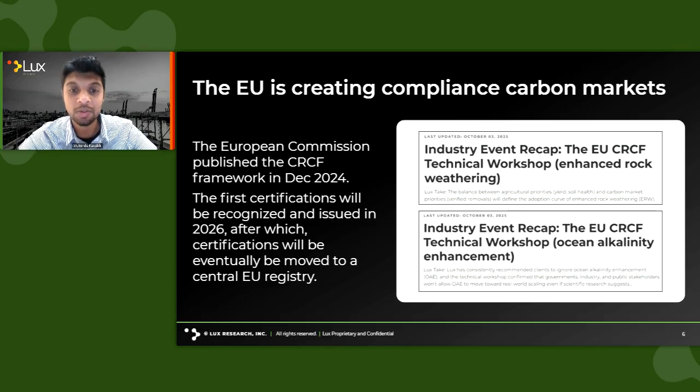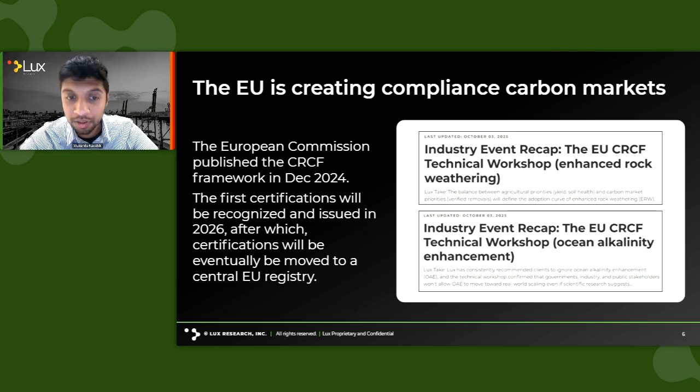Right? So what the EU is doing now is hosting technical workshops that are essentially deciding whether a specific CDR technology will be adopted or not. And this is really important as voluntary markets move into compliance markets.